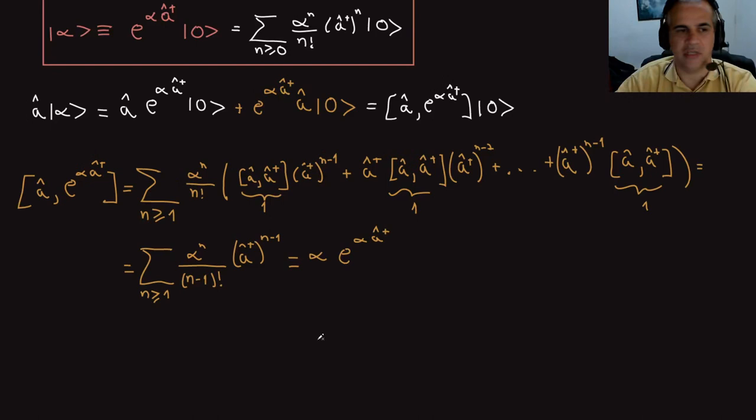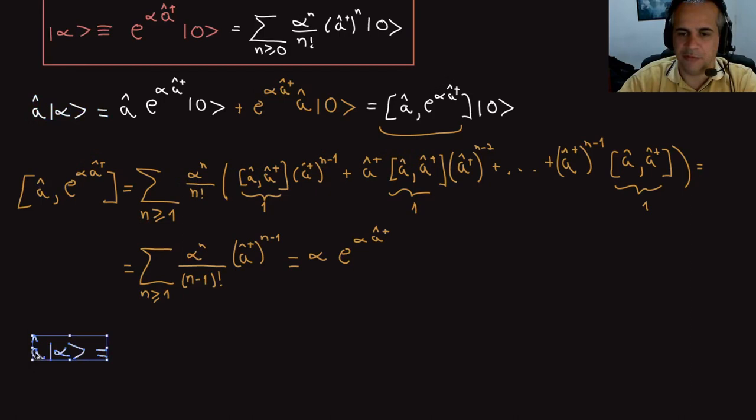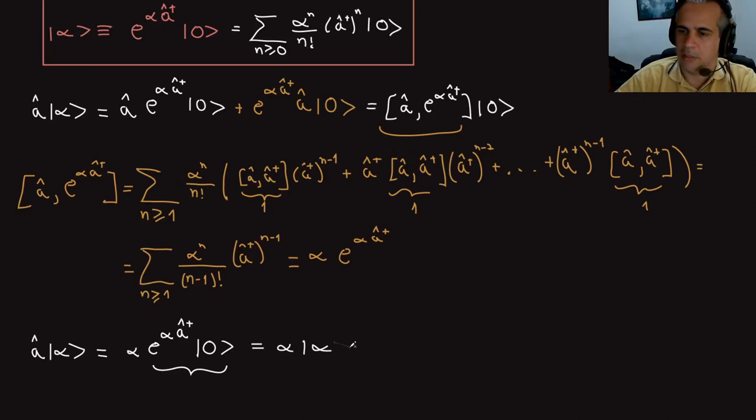If I go back up here with that result, the conclusion is that acting with a on the coherent state alpha just gives me alpha times the exponential of alpha a dagger acting on 0, and this is again just alpha times the coherent state. So here's the conclusion, that's the important thing I wanted to show.